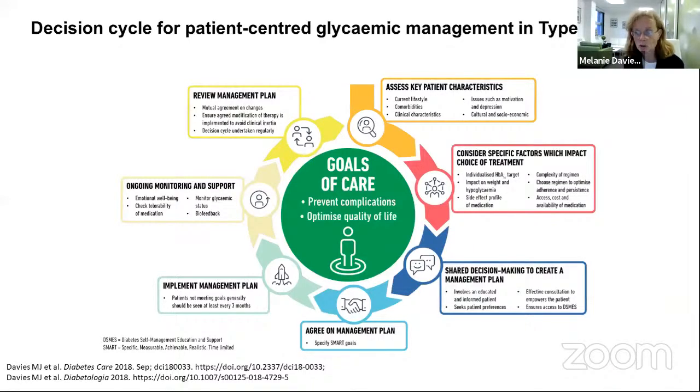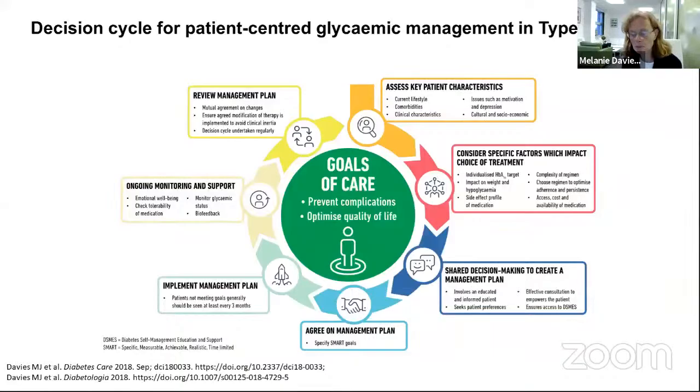Firstly, that the patient or the person with diabetes sits right, center and front in all of our decisions around management, you know, so the person with diabetes should be at the center of everything. And our aim is not now around just lowering A1C, it's to put in place management that prevents and reduces the burden of complications, both micro and macrovascular complications, but also optimizes the person living with diabetes quality of life.